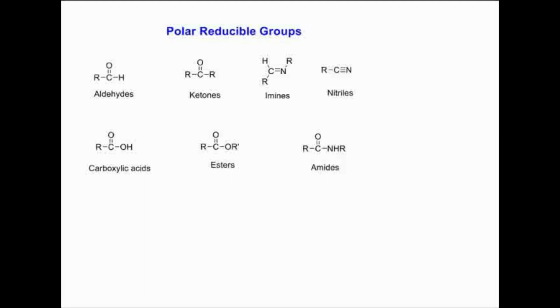All carbon-oxygen and carbon-nitrogen double bonds, that is carbon-hetero multiple bonds, are classified under polar reducible groups, because in this bond oxygen is more electronegative. So there will be a delocalization of this sort. This will carry a partial negative charge and this will carry a partial positive charge. So there will be some sort of polarization. So these functional groups are classified as polar reducible groups.